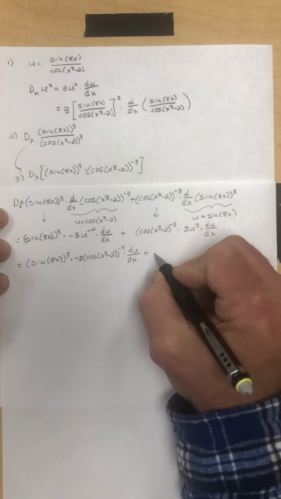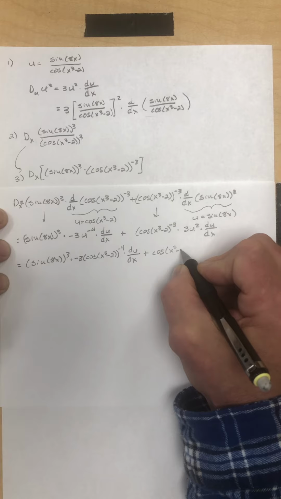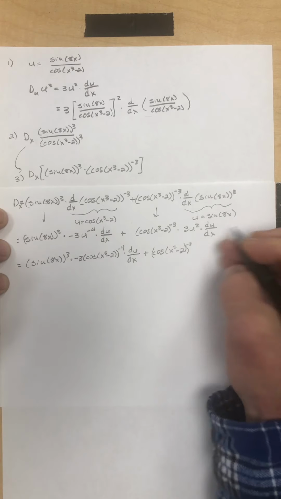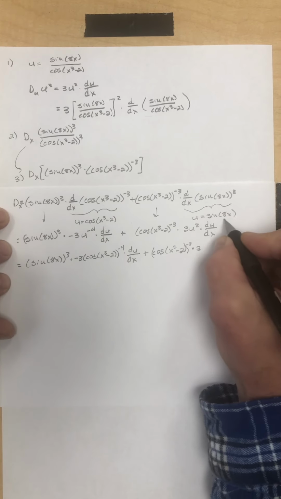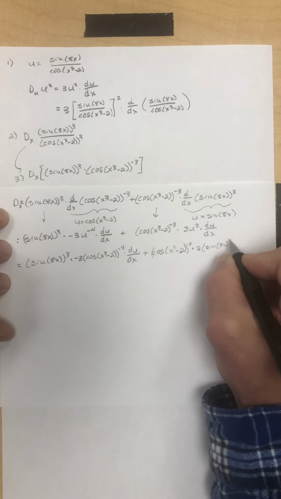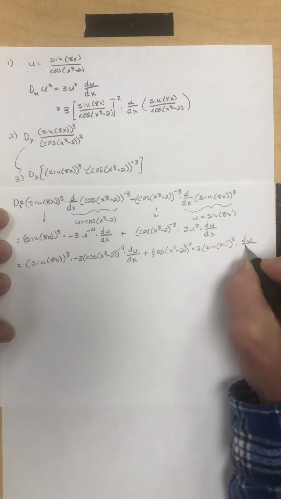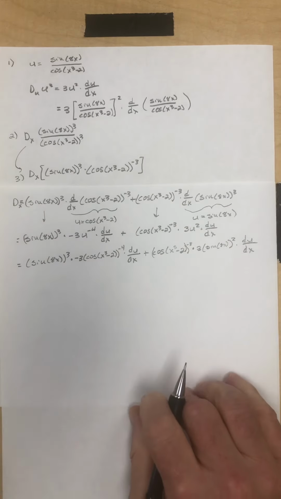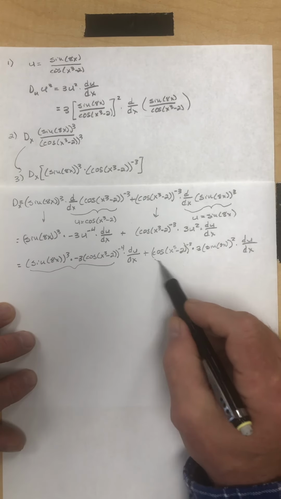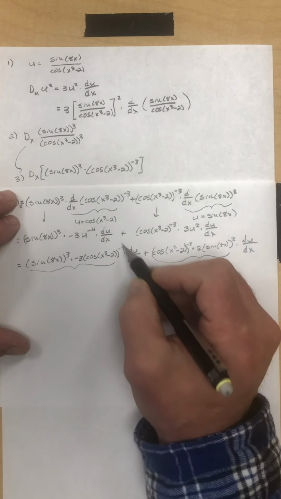And then I have this plus cosine of x cubed minus 2 to the negative third, times 3u, which is sine of 8x, that's 3u squared, times du dx. So what I want to do is start cleaning this up, as well as start dealing with du dx from right here.